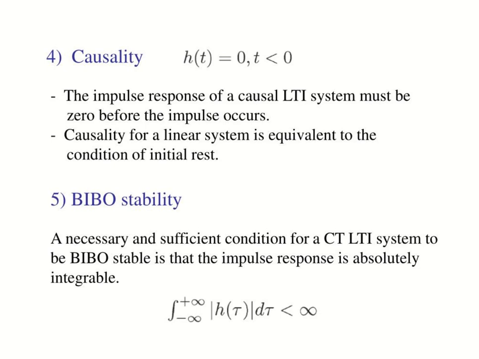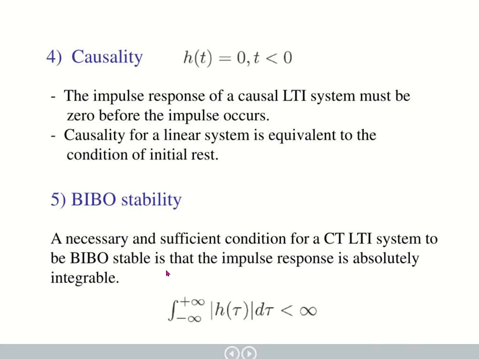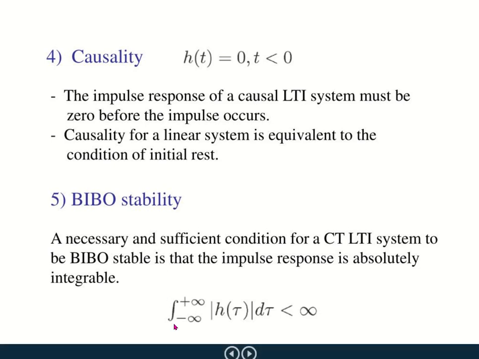Then the next property talks about bounded input, bounded output (BIBO) stability. A necessary and sufficient condition for a continuous time linear time invariant system to be BIBO stable is that the impulse response is absolutely integrable. This is something that, if I remember correctly, was discussed in Unit 1, where we said that the system is going to be stable if you have the impulse response integrated and the result is finite, not infinite.